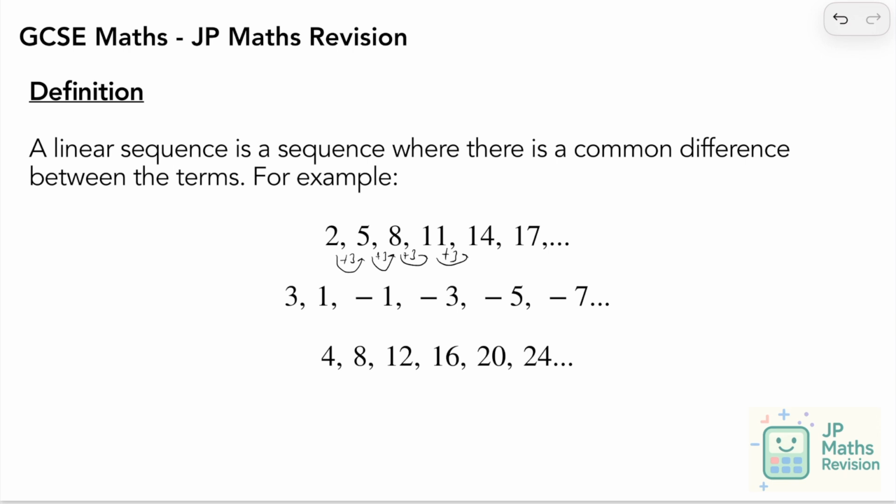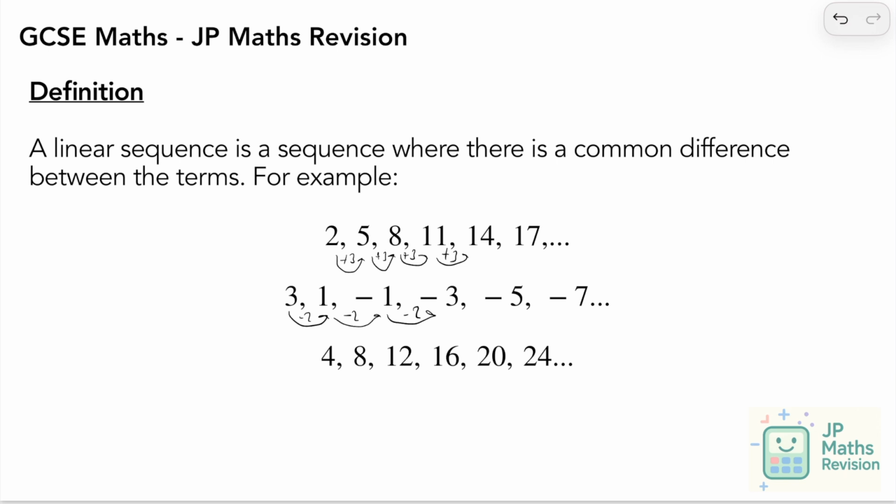This next one, to get from 3 to 1, then 1 to -1, -1 to -3, you can see we are subtracting 2 each time. So this is also a linear sequence because to get from one term to another, you minus 2. So there's a constant common difference there.